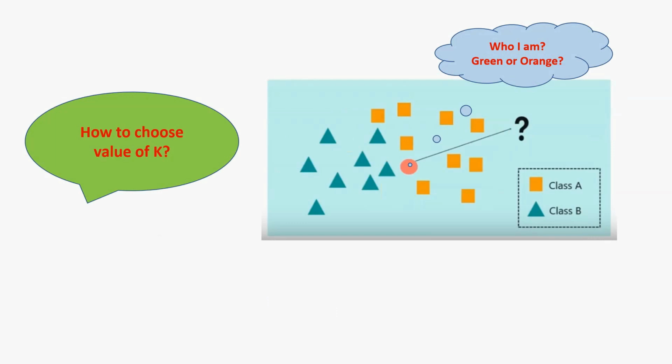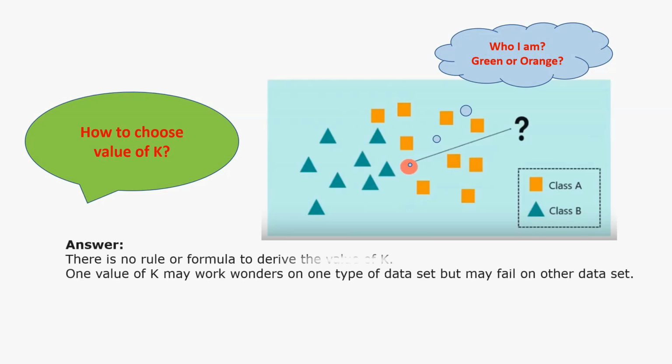So now we have a question: what is the actual label for this unlabeled data, whether it is green or orange? Because when you change the value of K, the class label of that unlabeled data also changes. So the answer is, there is no rule or formula to derive the value of K. One value of K may work for one type of data, but it may fail for another type of data. So we can only select the K value by using experimental procedures.